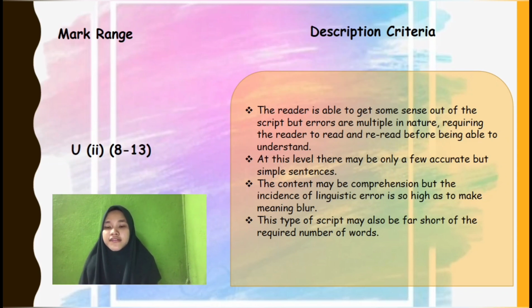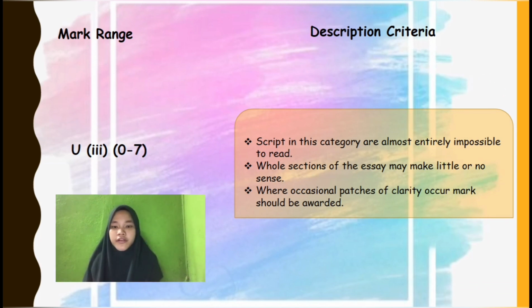The criteria: scripts in this category are almost entirely impossible to read. Whole sections of the essay may make little or no sense. Where occasional patches of clarity occur, marks should be awarded. That is for mark range 0 to 7.